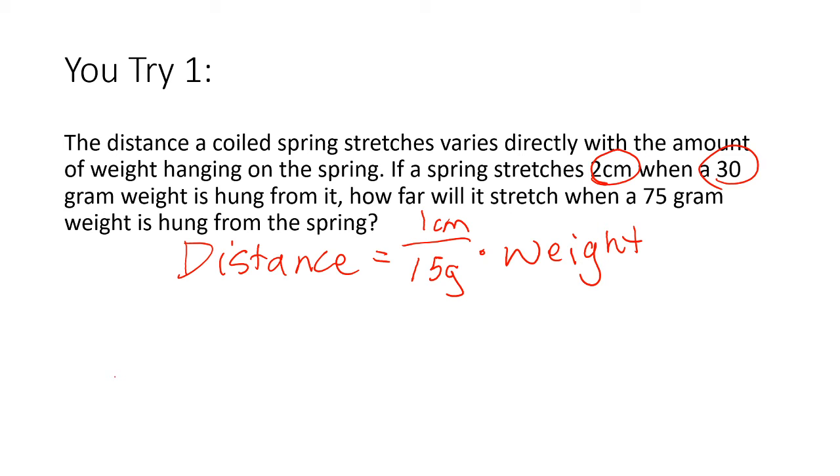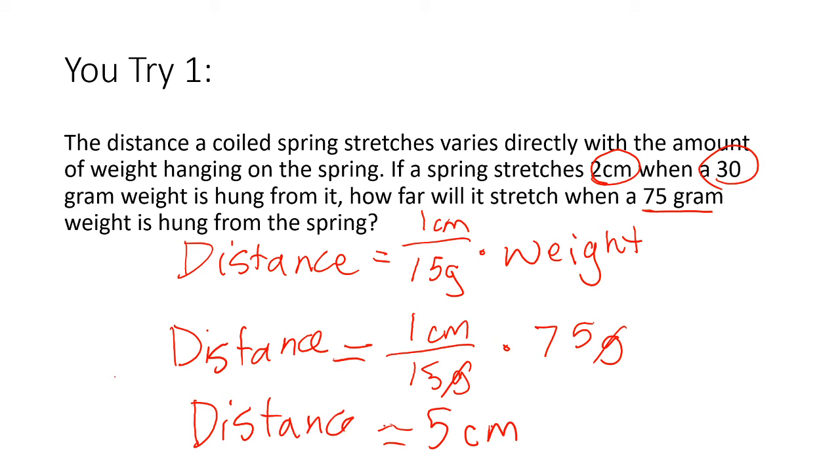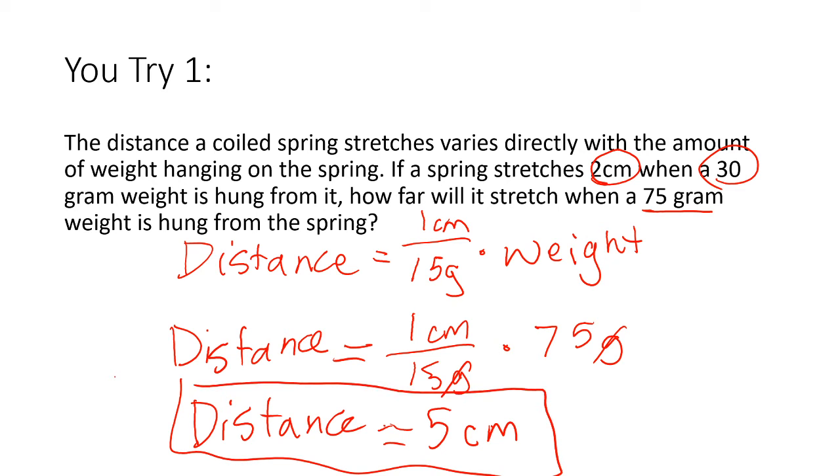And let's use this. So now I want to use a 75-gram weight. My grams will cancel and I'll be left with centimeters. So my distance will be equal to 1 times 75, which is just 75, divided by 15, or 5 centimeters. That'll be my answer.